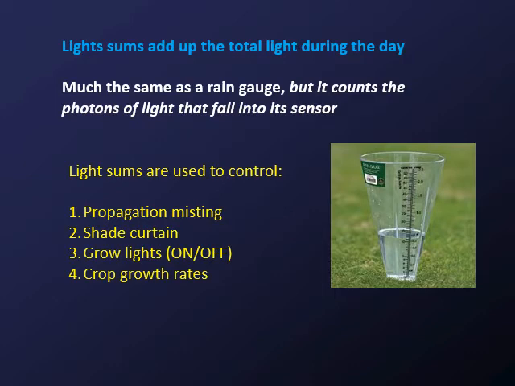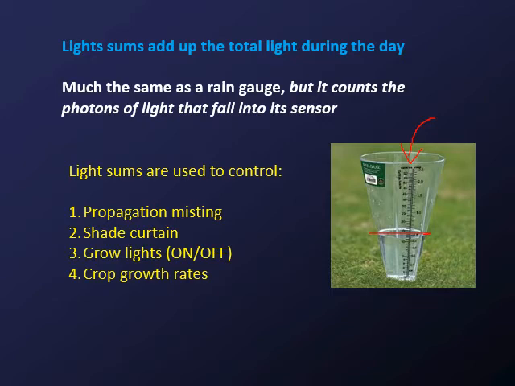So a light integral is essentially like a rain gauge in a sense, right? Photons land inside and it accumulates. And when the end of the day comes, it measures how much light arrived at the greenhouse. And that helps you make decisions. Sometimes you don't even have to wait till the end of the day.